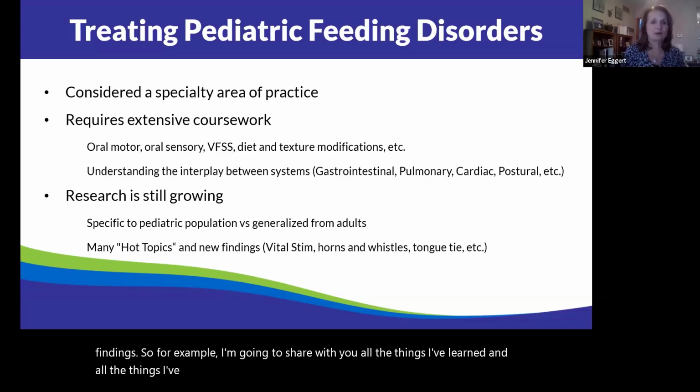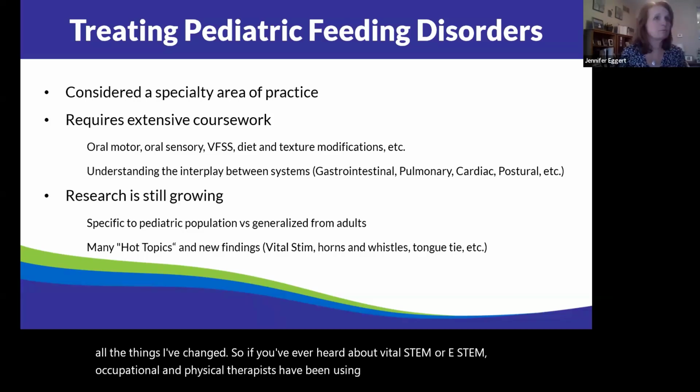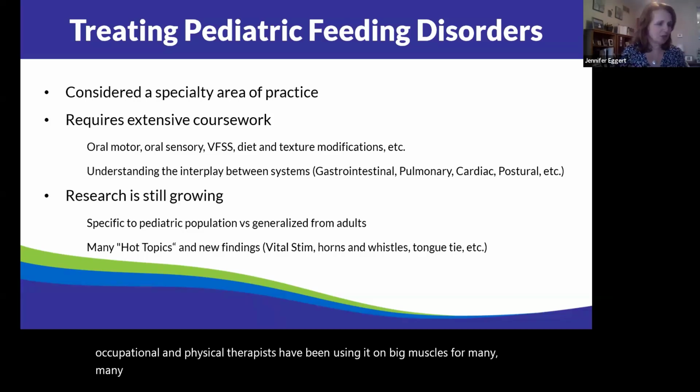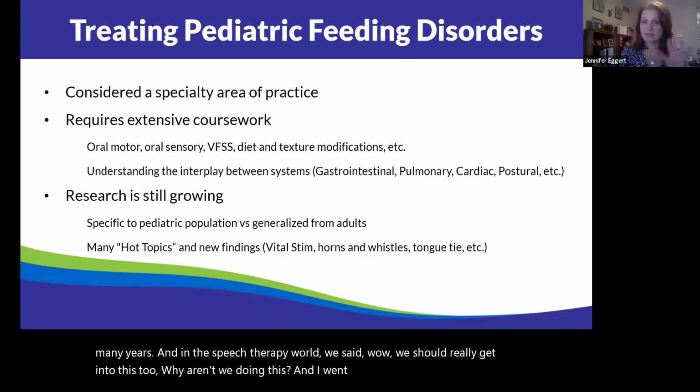So if you've ever heard about VitalStim or eStim, occupational and physical therapists have been using it on big muscles for many, many years. And in the speech therapy world, we said, wow, we should really get into this too. Why aren't we doing this? And I went and I got VitalStim certified specific to pediatrics.